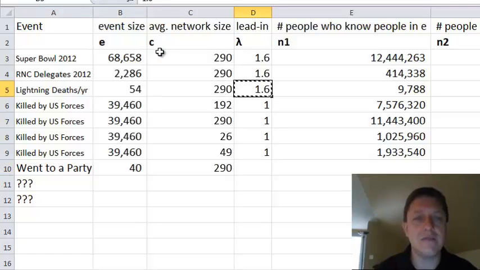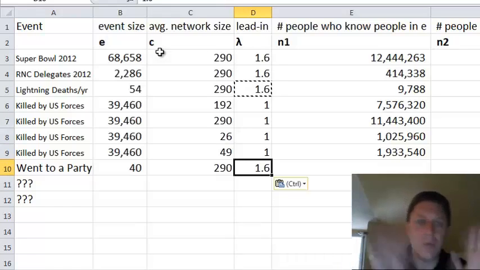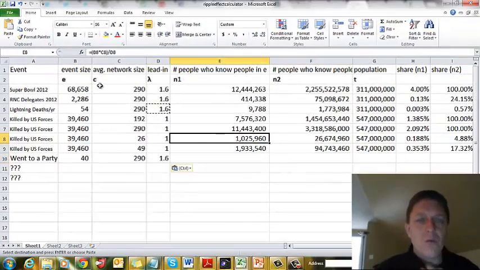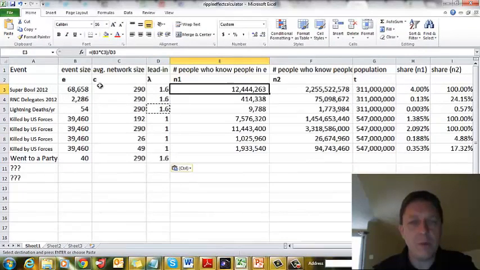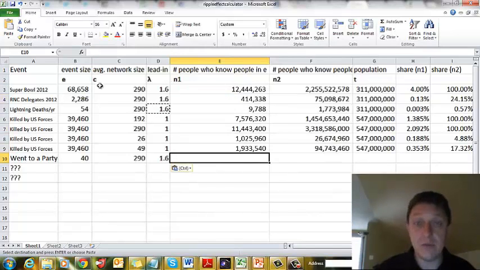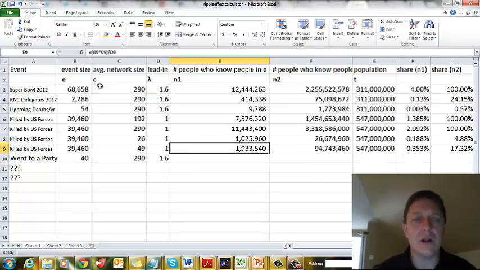We know what a lead-in factor is, that lambda thing, which accounts for the fact that 2 people at a party are going to know some of the same people. We have to divide by a little bit to take care of that. Then we can write in a formula for our N1, the number of people who know people in the event. You do that by hitting the equals sign, which says, hey, we're going to do a calculation.